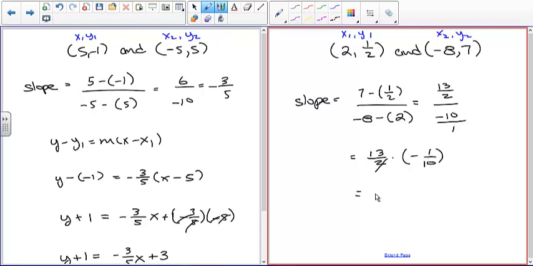So what you end up with is negative 13. 13 times 1 is 13. 2 times 10 is 20. So that's the slope.